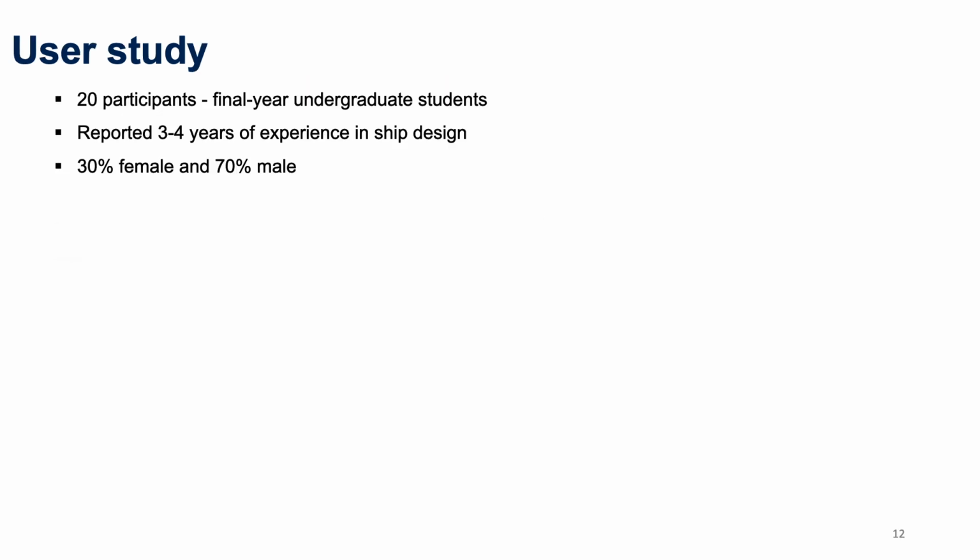We recruited 20 participants for our study in adherence to the protocol set by both the University of California's Institutional Review Board and the University of Strathclyde's ethical panel. These participants were all final year undergraduate students with a background in naval architecture, and all the participants indicated that they had 3 to 4 years of experience in ship design. The average age of the participants was 25, and the gender distribution between male and female was 30 and 70%.